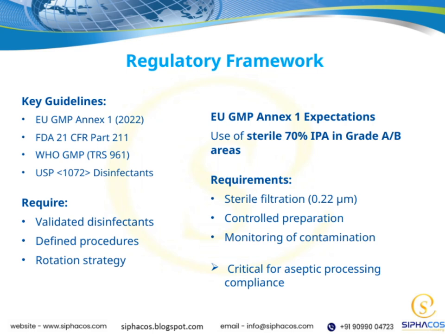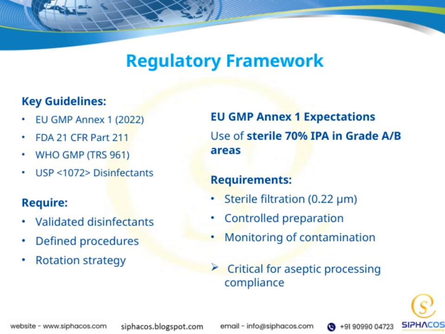We also need to ensure proper requirements are met, such as sterile filtration using a 0.22 micron filter, and maintaining controlled preparation processes to prevent contamination. Monitoring of contamination is critical to quickly identify any issues before they impact the product. All of these measures are critical for ensuring aseptic processing compliance. They form the backbone of maintaining a sterile environment and safeguarding product integrity.